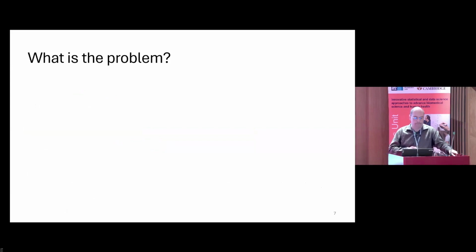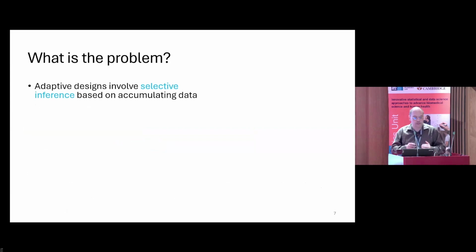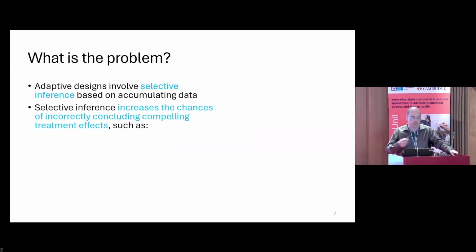So what is the problem? Well, adaptive designs involve selective inference based on accumulating data. Selective inference is a fancy but established term in certain communities to indicate that we perform our inference based on some selection or decisions after having observed data. So that's what they call selective inference. And of course, adaptive designs will involve selective inference using accumulated data. And it is well known that selective inference increases the chances of incorrectly concluding compelling treatment effects.